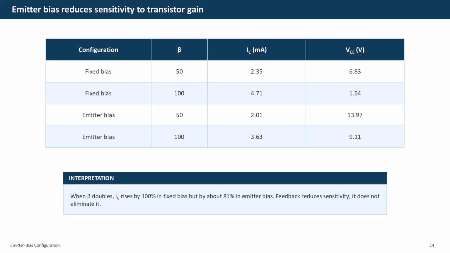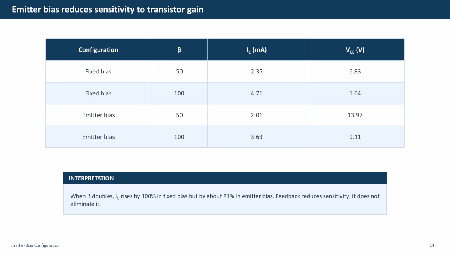This comparison quantifies the improvement. When beta doubles from 50 to 100, the fixed bias collector current doubles from 2.35 to 4.71 milliamperes. Its collector emitter voltage falls sharply from 6.83 to 1.64 volts. With emitter bias, collector current rises from 2.01 to 3.63 milliamperes, an increase of about 81% rather than 100%. Collector emitter voltage falls by about 35% rather than about 76%.